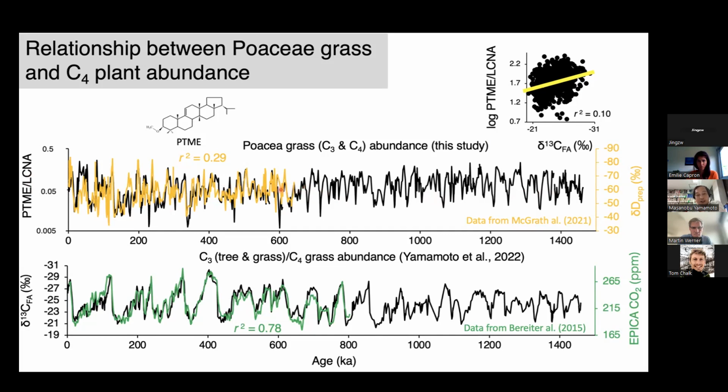So this means the precipitation affected the grass abundance. But this yellow one didn't affect the C3, C4 vegetation. And this is a plot of the C3, C4 vegetation and grass abundance. The relationship was not good, so this means they are almost independent.